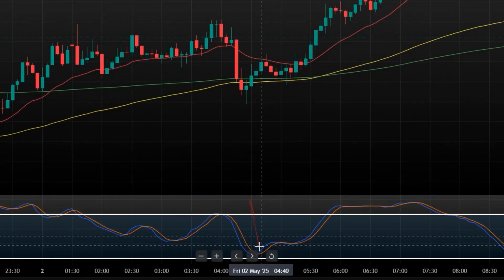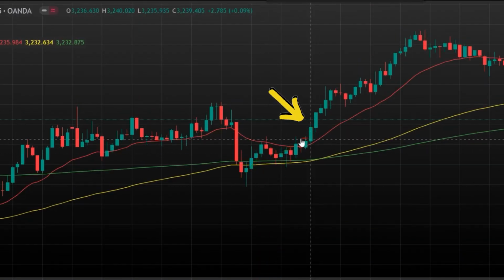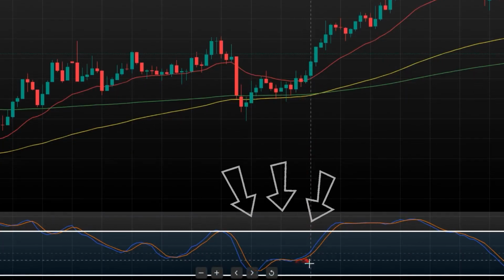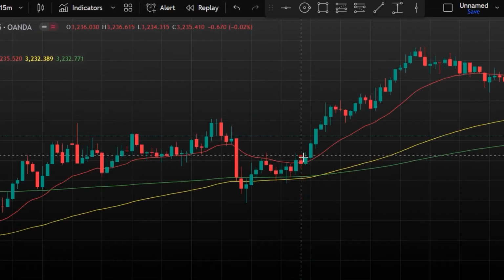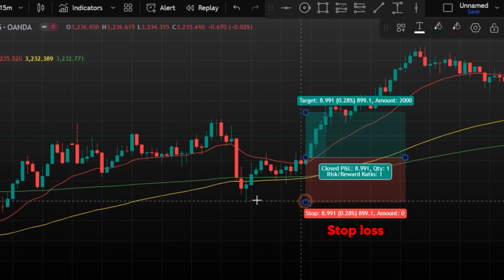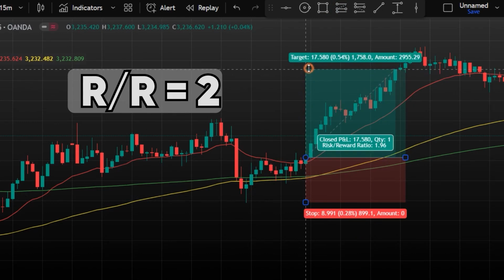Now wait for a bullish breakout. The price should move back above the 20 EMA with a strong bullish candle. At the same time, the stochastic line should start moving up out of the oversold zone. If all these conditions are met, this is your buy entry. Set your stop loss just below the last swing low. Set your take profit with a risk to reward ratio of 1 to 2.